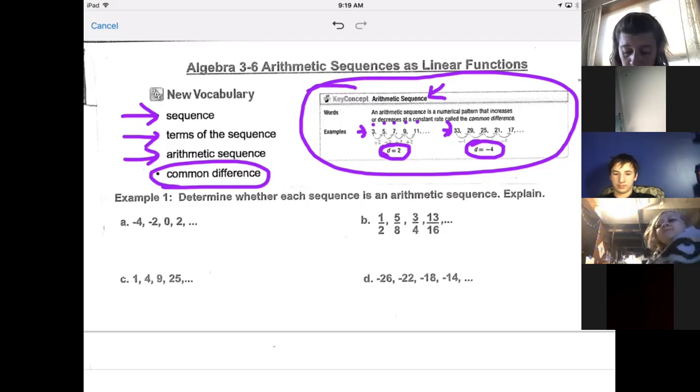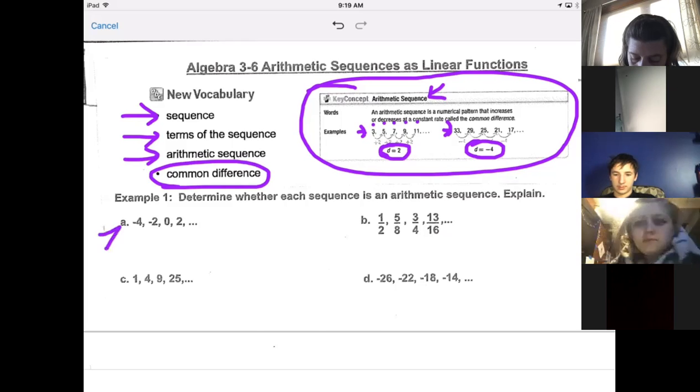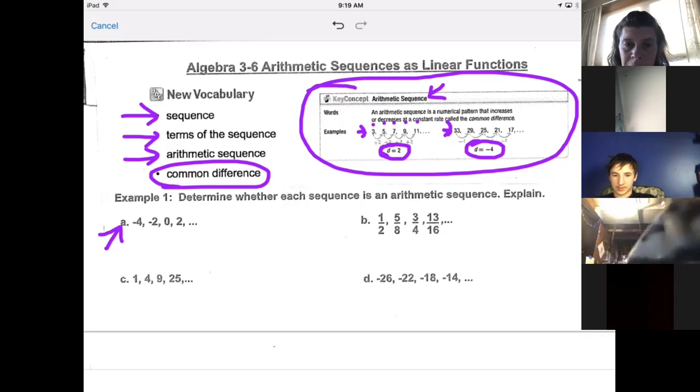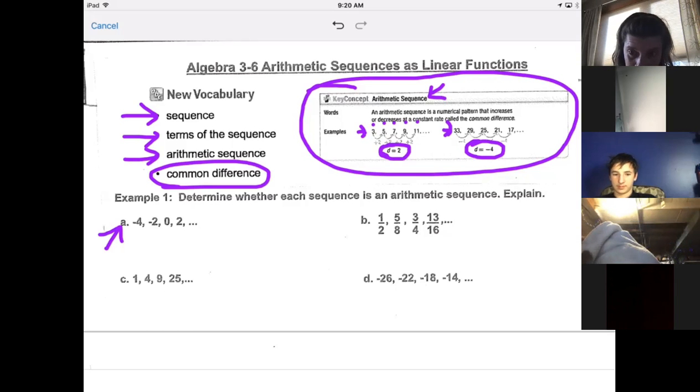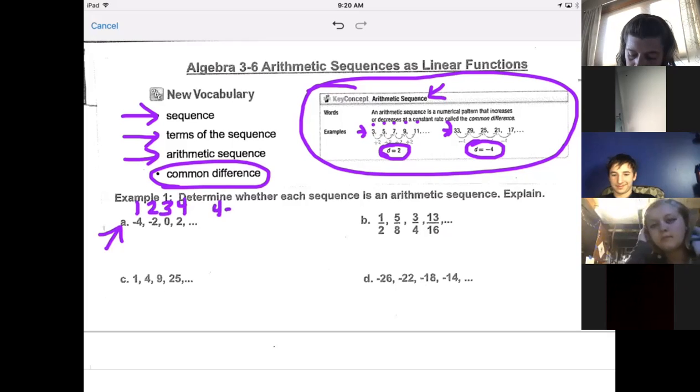So example 1, we have to determine if these are arithmetic sequences. So let's start here. Our goal is to find out if we add the same value over and over and over again. Sometimes it's easy to tell, right? These are negatives, and negatives aren't so easy all the time. So what I like to do is I like to go backwards. So this is term 1, this is term 2, this is term 3, this is term 4. I'm going to go backwards. We're going to take term 4 minus 3.